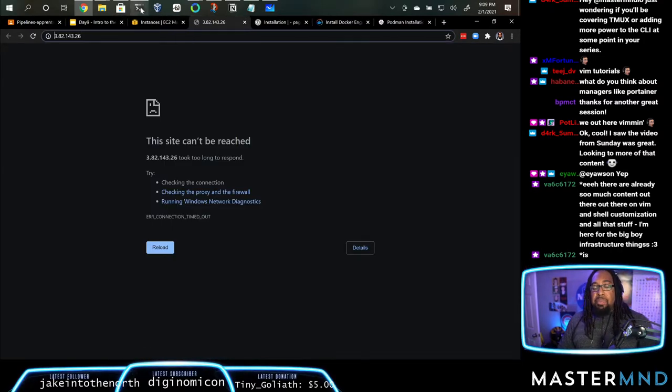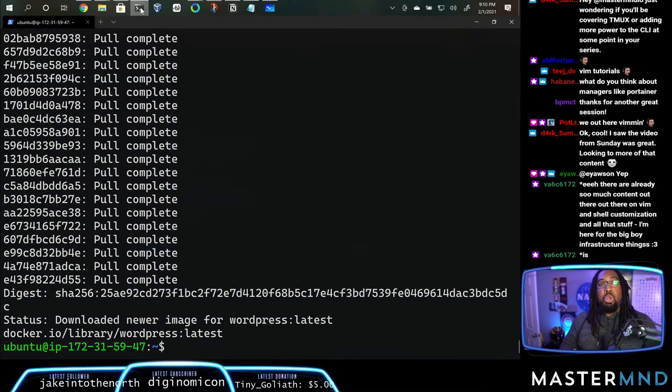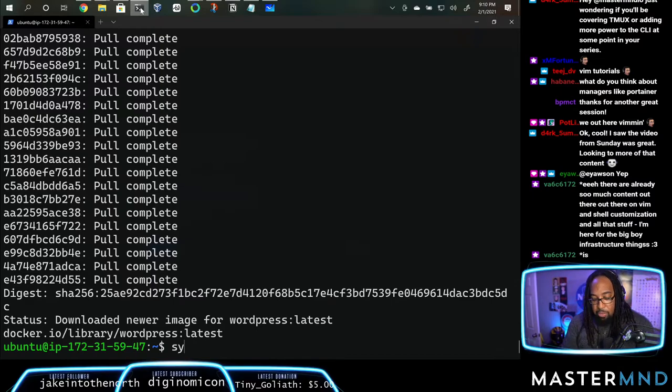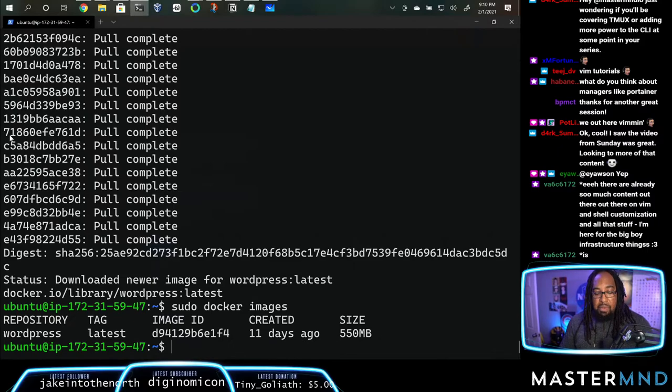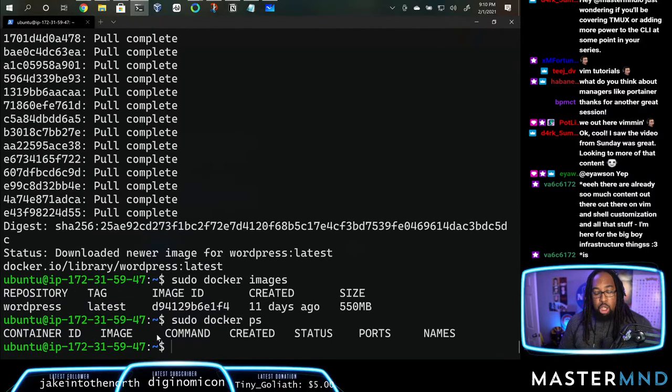So Docker allows us to just quickly run this. We downloaded the container image, and with this container image, we can go ahead and deploy a singular container based on it. So if I do a sudo docker images, we will see here that I have one WordPress container image. But if I do a sudo docker ps, although we have an image downloaded, there is no application running.